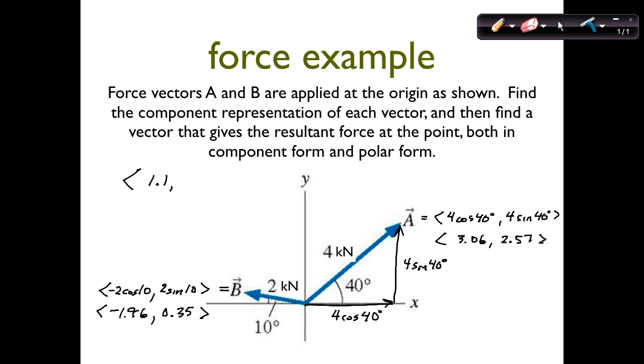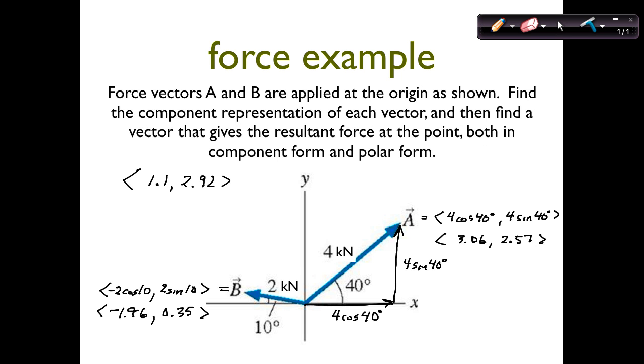Okay, then? Are we going to have a canceling effect in the y direction? No, it's going to be a combined effect, right? Both are pulling up. So we're going to add those together. And you get 2.92.